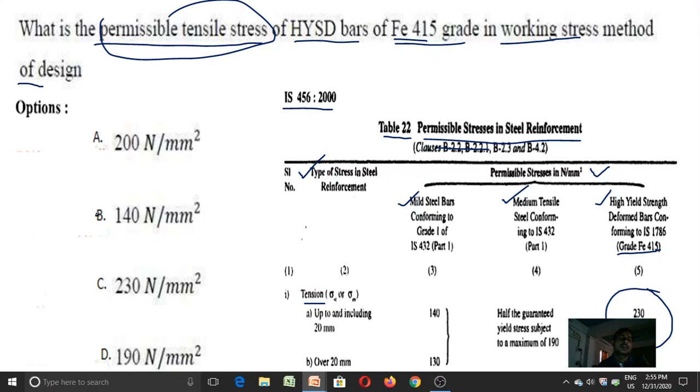So let us see the options here. A is 200 N/mm², which is not a correct answer. Option B is 140 N/mm², which is not a correct answer. And option C is 230 N/mm², so it is the correct answer. So for this question, option C is correct.